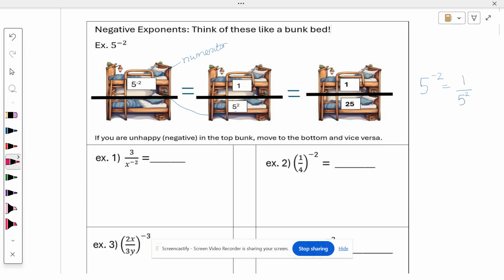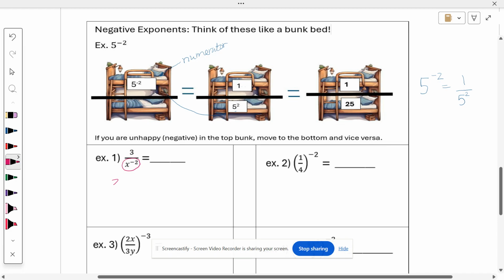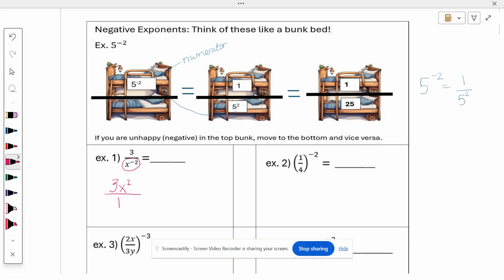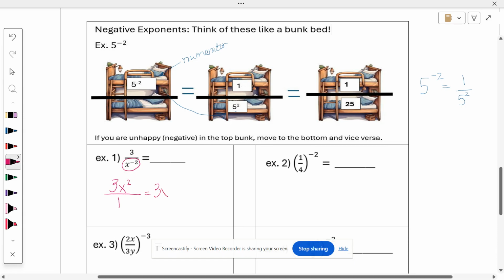So let's look at our first example. Example number 1. Notice that 3 is happy in the top bunk, x to the negative 2 power. That's in the bottom bunk. It is not happy. So I have to move it from the bottom bunk to the top bunk. When I do that, I still have to put something in the bottom bunk. You can't just leave a hole, whether it's the top bunk or the bottom bunk, numerator, denominator. Well, we know that anything over 1 is just that number, so this just becomes 3x squared.